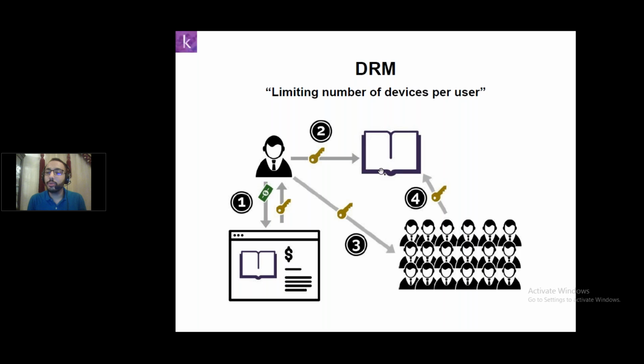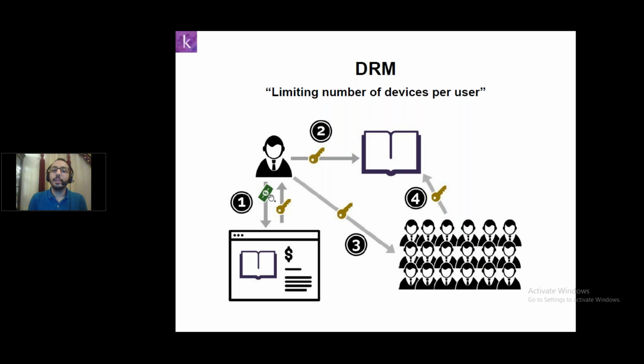He will access the book with your promo code, but he will also give this promo code to his friends, maybe, or to other users to access your ebook. So, of course, we don't want this to happen. So this is the use of DRM, which is limiting the number of devices. I can limit the number of devices for this promo code to be 1 device per user, for example.